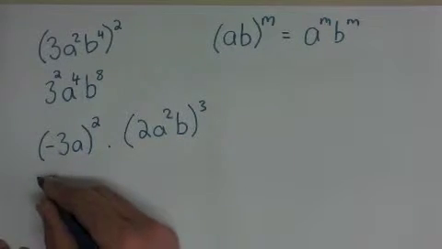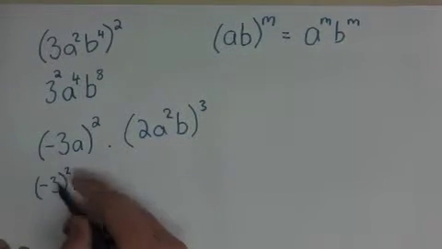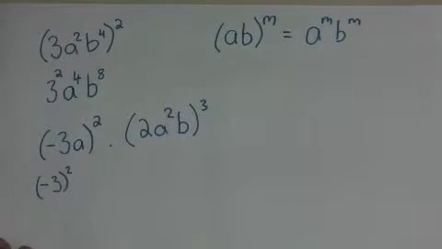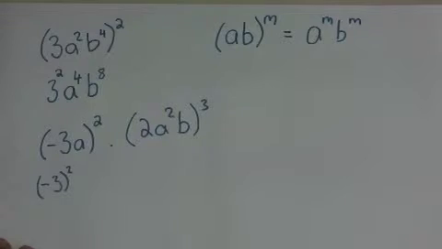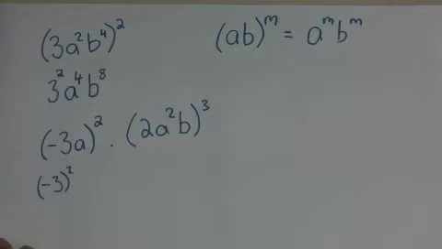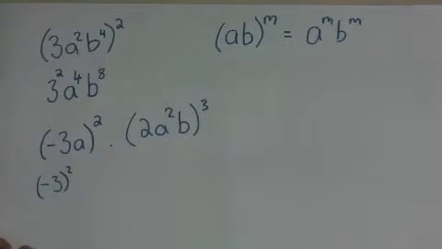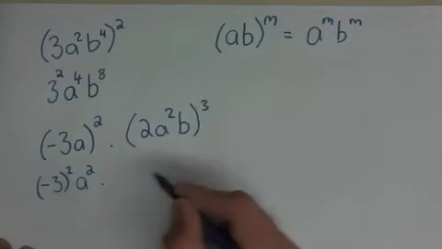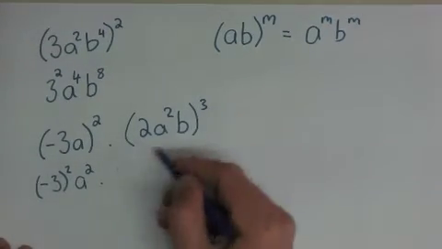(minus 3) all squared, and it's important that I put the brackets around the minus 3 part because sometimes people can get confused. If you square any negative number, the answer will always be positive, and so to make sure that you get that, please put the brackets around it. A squared multiplied by 2 to the power of 3.